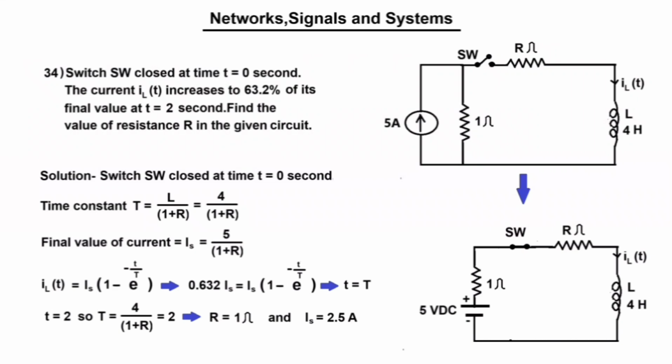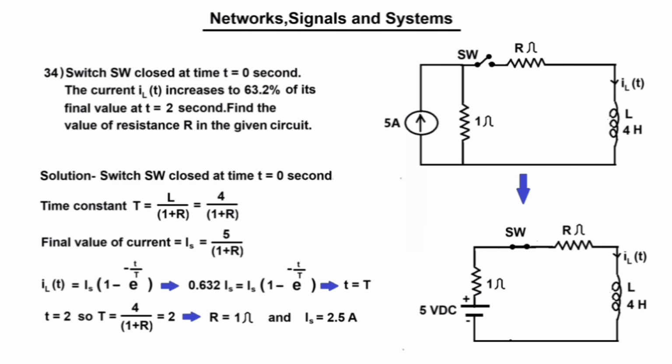Hello. Question 34. Switch S is closed at time t equal to 0 second. The current i(t) increases to 63.2% of its final value at t equal to 2 seconds. Find the value of resistance R in the given circuit and the final value of the current.